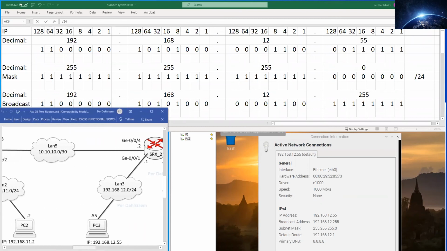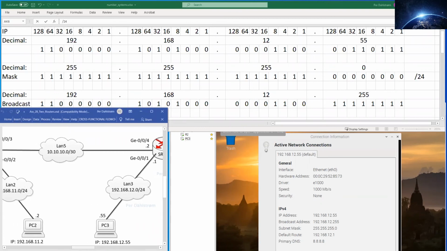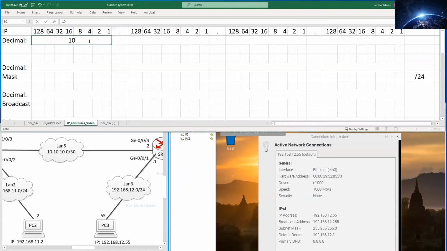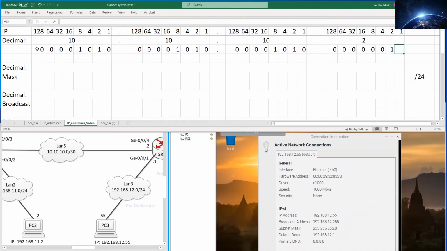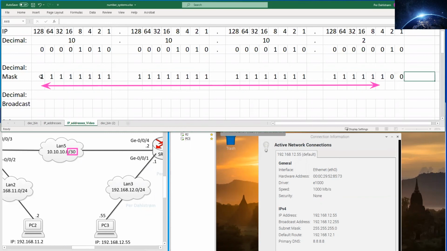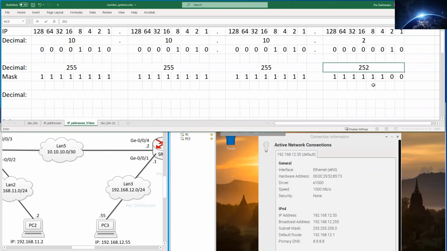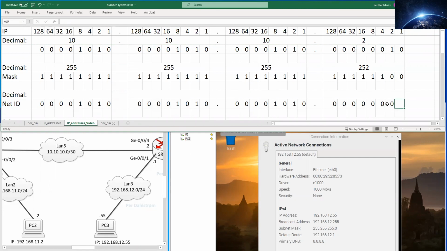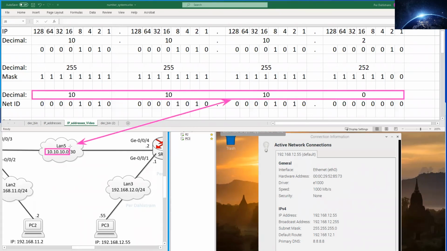Let us take a look at IPv4 addresses for SRX2, which is on LAN 5. Let us write up router 2's IP address in decimal and in binary on LAN 5. In our network design, the subnet mask is indicated to be 30 bits long, a consecutive stream of ones, 30 ones in one long stream. The router will deduce the network ID from the network mask and from the IP address.